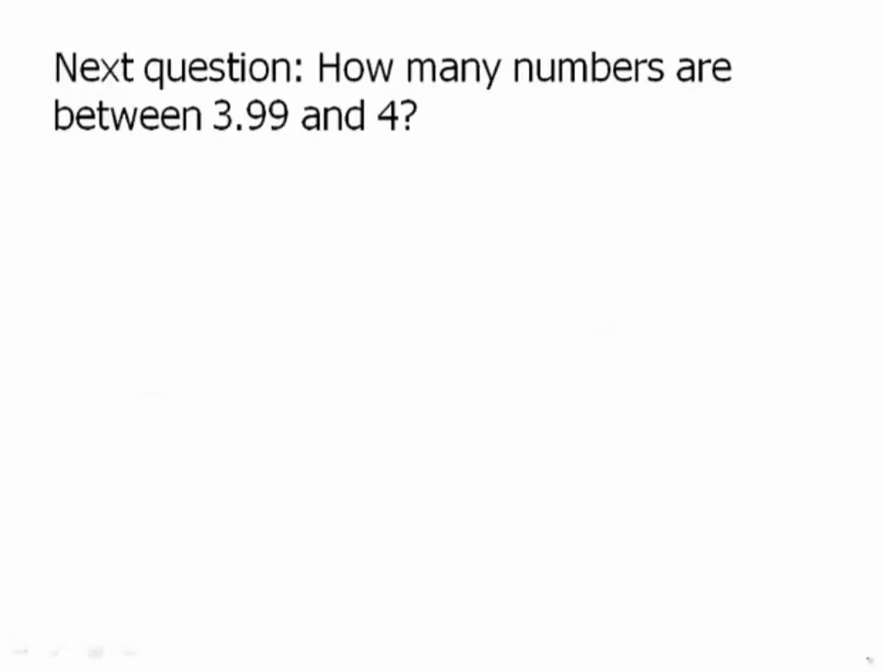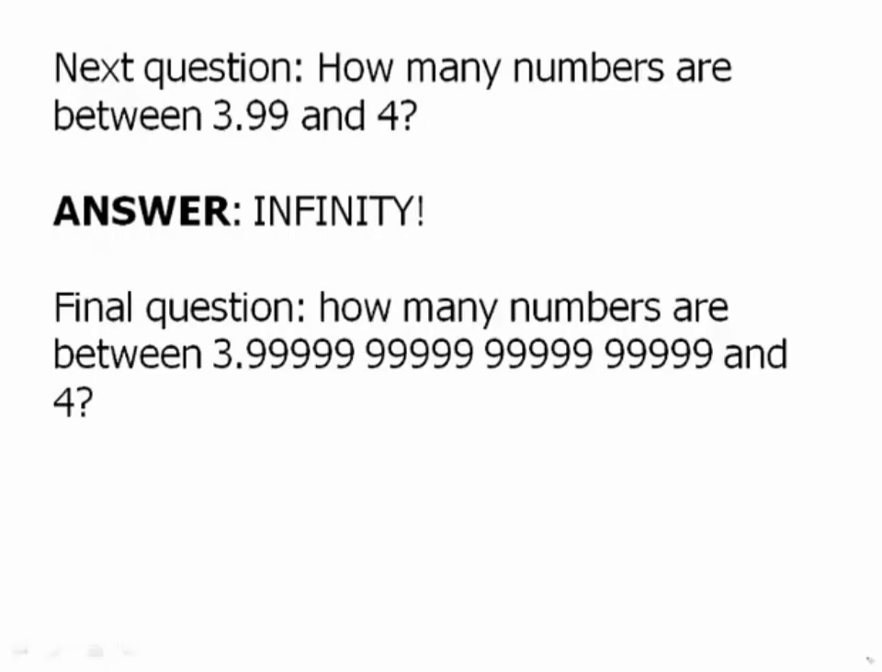Second question, how many numbers are between 3.99 and 4? Well, again, the answer is infinity. And then the next question, now we're getting a bit ridiculous here. How many numbers are between 3 and a whole bunch of 9s after it? Looks like there are 20 9s after it. Between that number and 4. How many decimals are in that tiny infinitesimal little gap? Well, turns out there's still infinity.